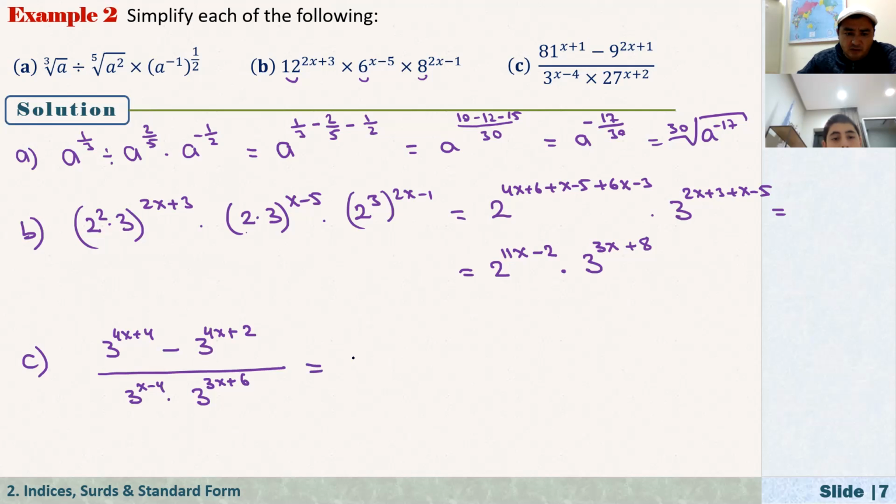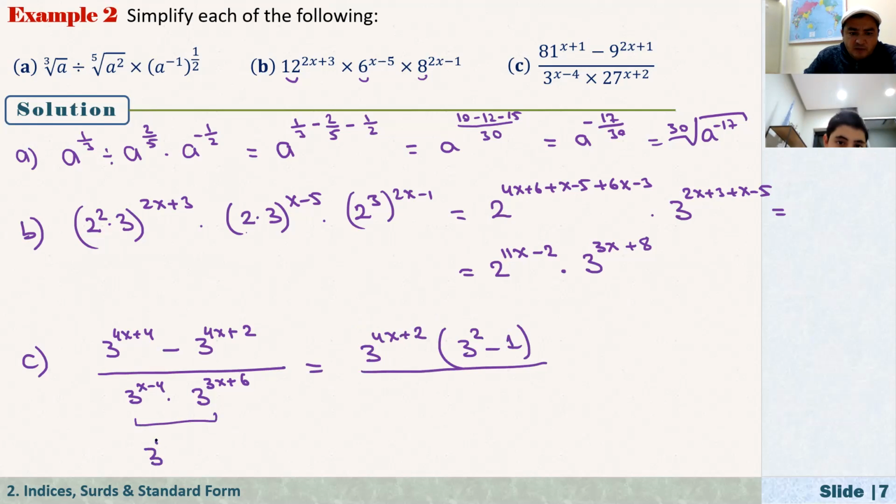So from here in the numerator, what is the common factor? Okay, first let me just simplify. The 3 to the power of 4x plus 2 is a common factor, right? So here we have 3 squared is left, minus 1, over. And if you simplify these two things, what we have here is 3 to the power of 4x plus 2. So these two things are gone, common factor, and 3 squared is 9, 9 minus 1 is 8.